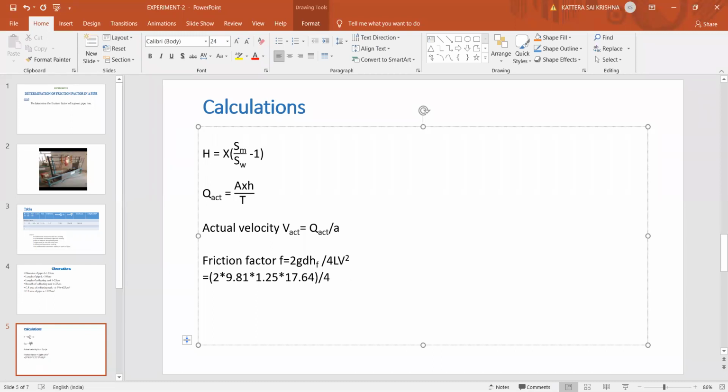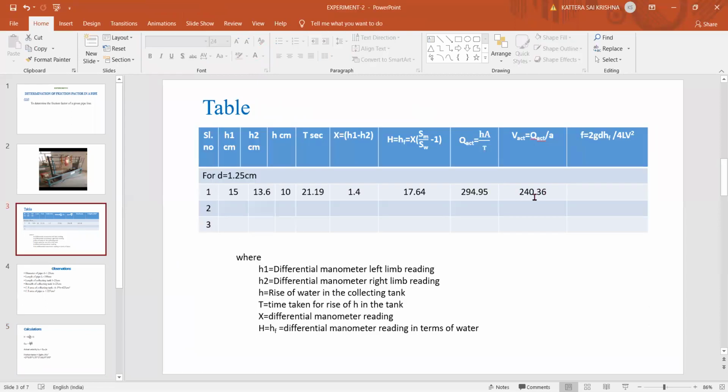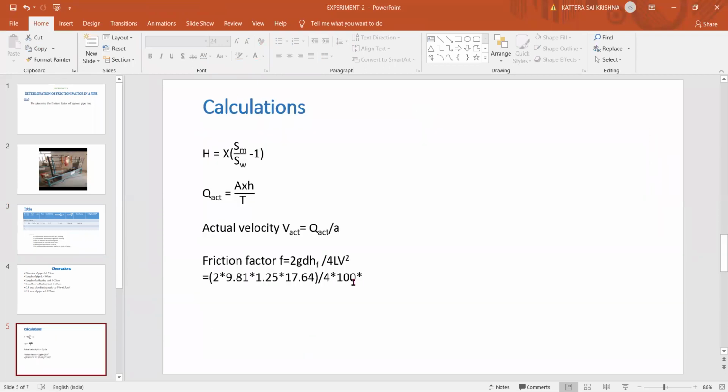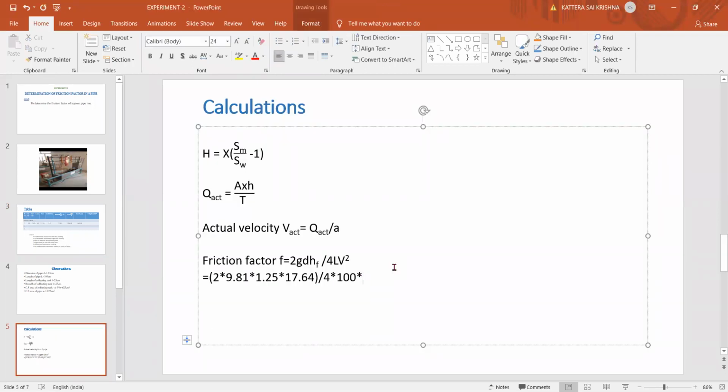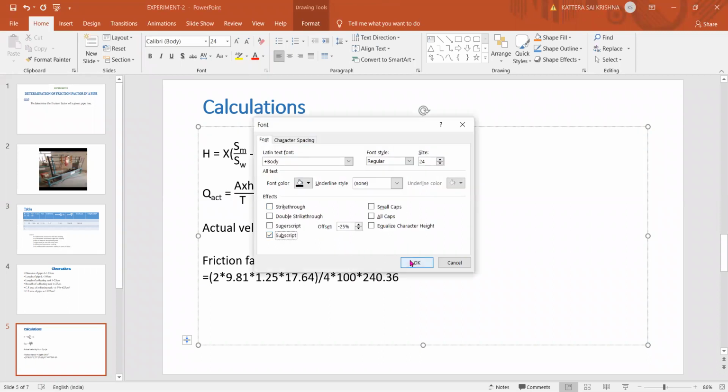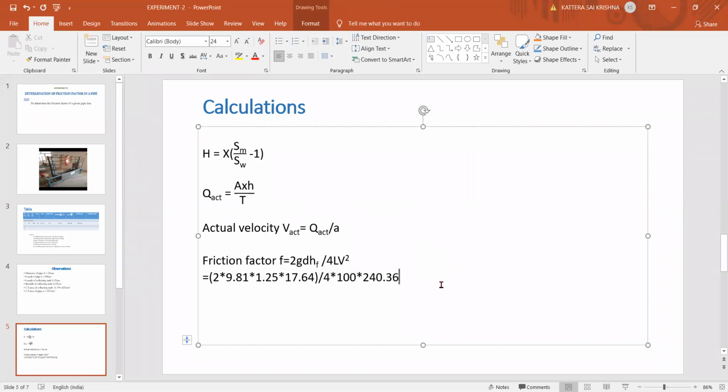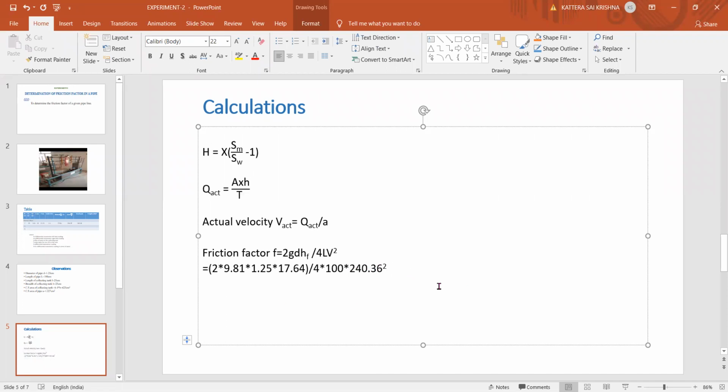4 into what is the L value? 100 centimeter. Right. So V value we have calculated already from the tabular column. V value 240.36, 240.36 square. Okay, so only for the V term, this square. Then you will get your answer.